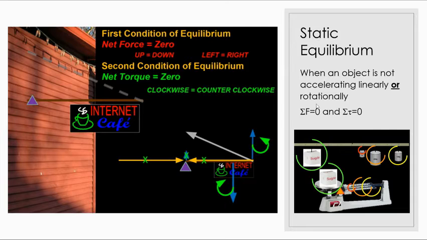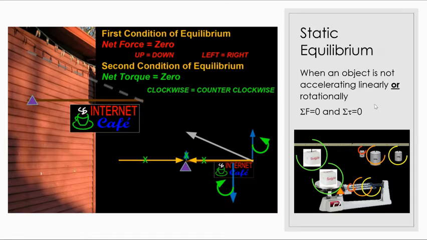Now, your first condition of equilibrium is that the net force is equal to 0. That means that your up force and your down force are equal to each other, and your left force and your right force are equal to each other. Your second condition of equilibrium is that your net torque is equal to 0. So those are the two conditions for static equilibrium. And what that means is that your clockwise torque is equal to your counterclockwise torque. So everything ends up needing to be balanced.